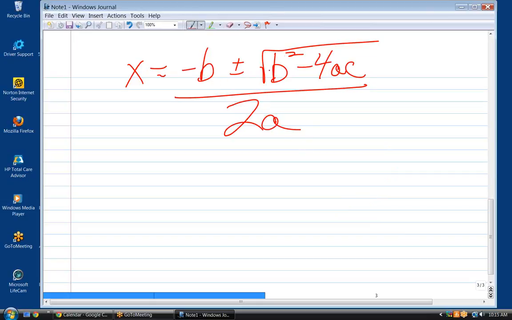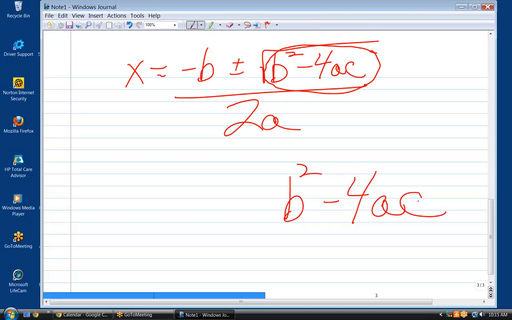Well, the only other part of the quadratic is this complicated part inside the radical sign. Yeah, b squared minus 4ac. That is so important it has its own name. That's called the discriminant. Okay. Why does it have its own name?